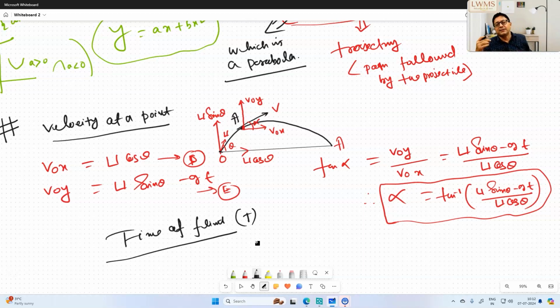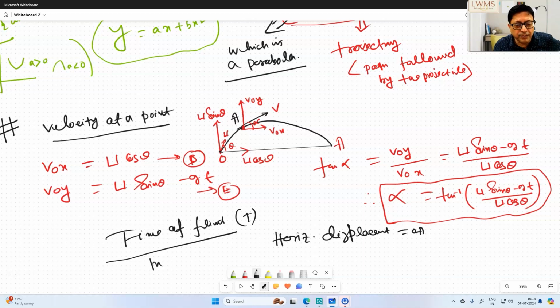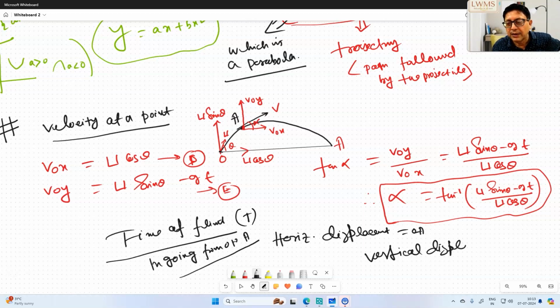You will say, what question is this? Along the x-axis, displacement is OA, definitely. But displacement along the y-axis is 0. So the horizontal displacement, in going from O to A, is OA. It is not equal to 0, it exists. Vertical displacement: it has no displacement along the y-axis. So vertical displacement is 0, and this will help us to get the value of time of flight.